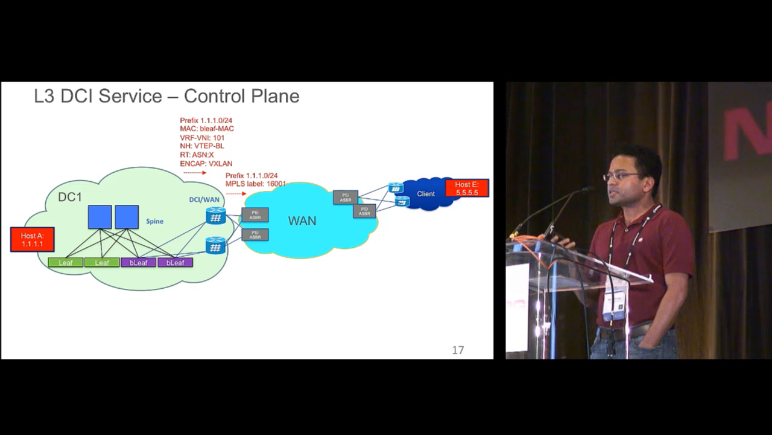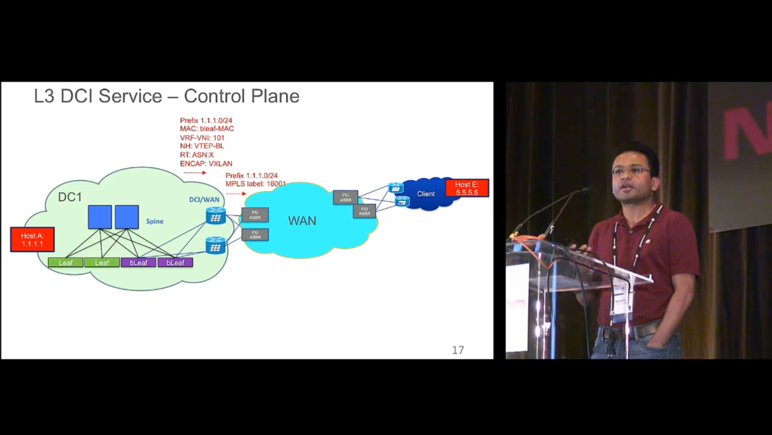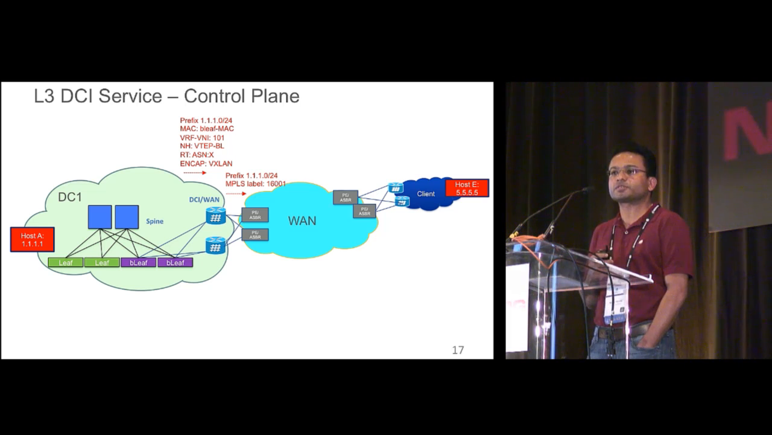Here, this EVPN NLRI will have both an RD and a prefix, as well as the MPLS NLRI will have an RD and a prefix, because it's multi-protocol BGP. But here, just for simplicity, we removed the route distinguisher. We just kept it as a prefix.